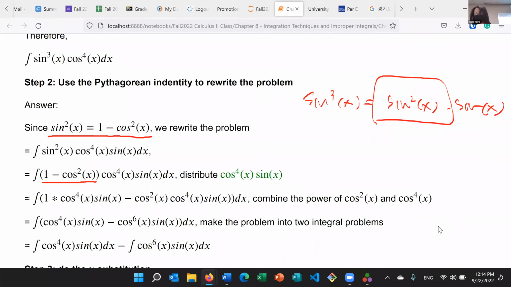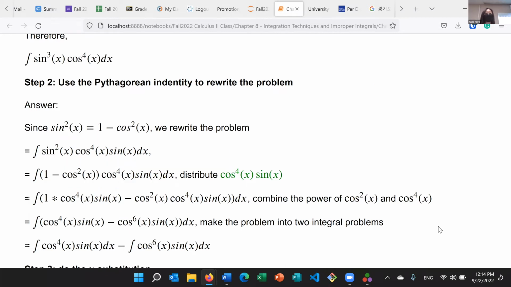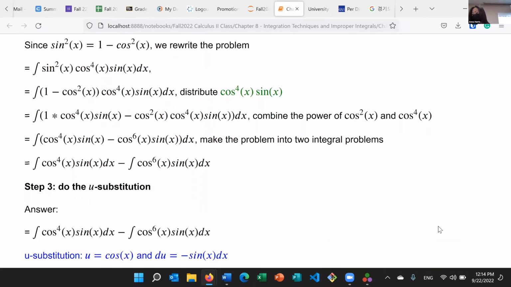Are you with me now? And then you're gonna do what? You have a cosine to the 4th and then sine x, that just remains the same. Okay, now what do you do? You distribute this into here and that over there. All right, are you with me? So now what do you have? When you distribute it, you get 1 times cosine to the 4 and sine x, right? The other one would be cosine square times cosine to the 4 times sine x dx, right? I simply just distribute it. Everybody with me?